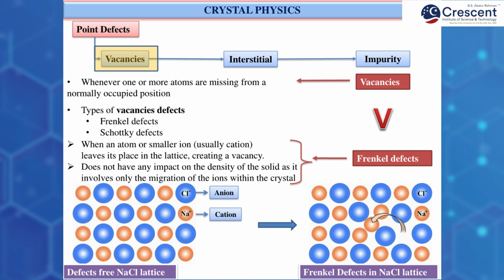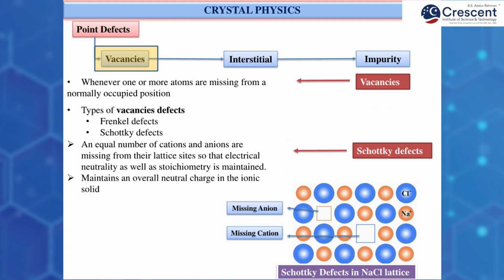When an atom or a smaller ion, usually a cation, leaves its place in the regular lattice and creates a vacancy, it is called a Frenkel defect, which does not have any impact on the density of the solid, as it involves only the migration of the ions within the crystal. Can you see the diagram? This cation migrates to some other site without disturbing the crystal structure, which is known as a Frenkel defect. Now, in the sodium chloride lattice, can you see the Schottky?